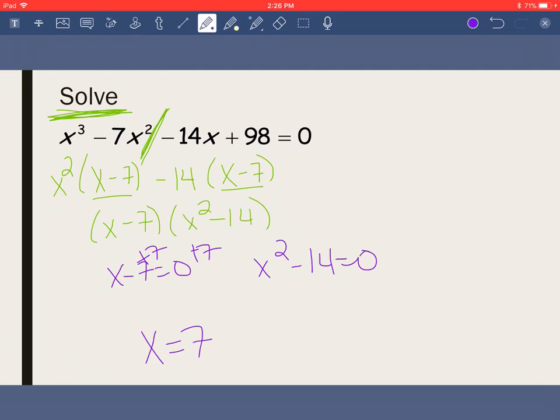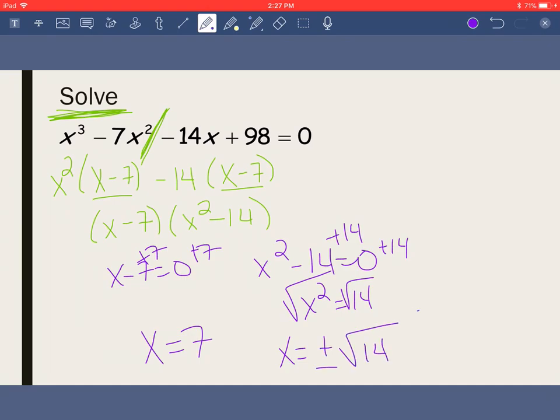Okay, I also have x squared minus 14, so I'm going to add 14. So I get x squared equals 14. Now I square root both sides, and I get that x equals plus or minus, since it's square root, of 14. So I have 3 solutions here. My first solution is 7. My second solution is the square root of 14. And my third solution is the negative square root of 14.